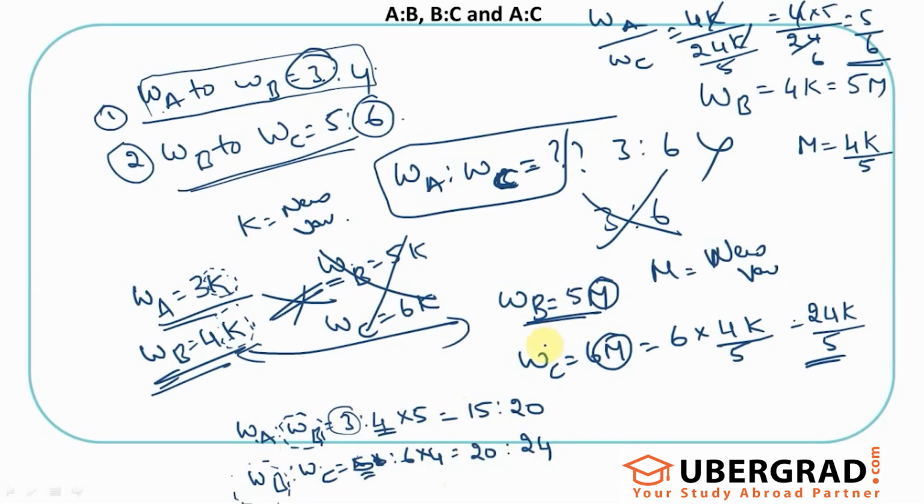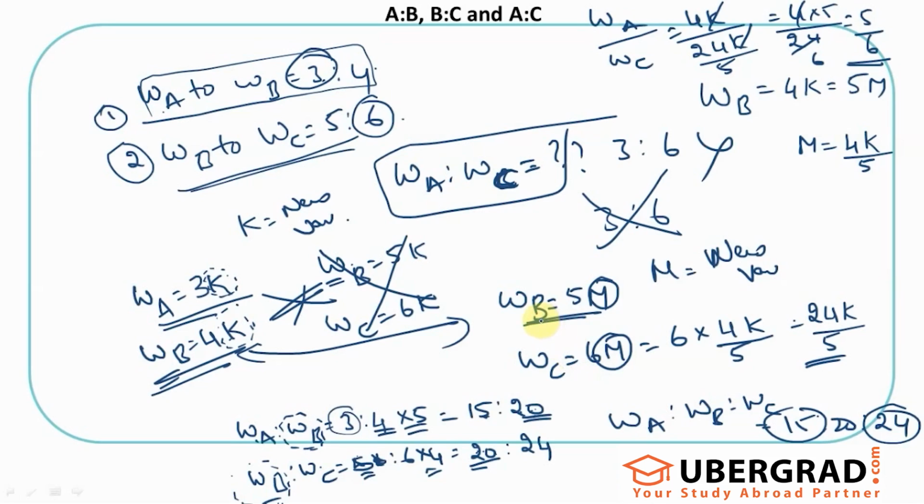What did I do? I intentionally multiplied with 5 and 4 so that WB is 20 in this ratio and WB is 20 in this ratio. Now WB is the same in both the ratios. Now I can write WA is to WB is to WC as 15 is to 20. WB is the same in both, so I can simply write 24 as well. So WA is to WC is 15 is to 24. And it's much easier to write.